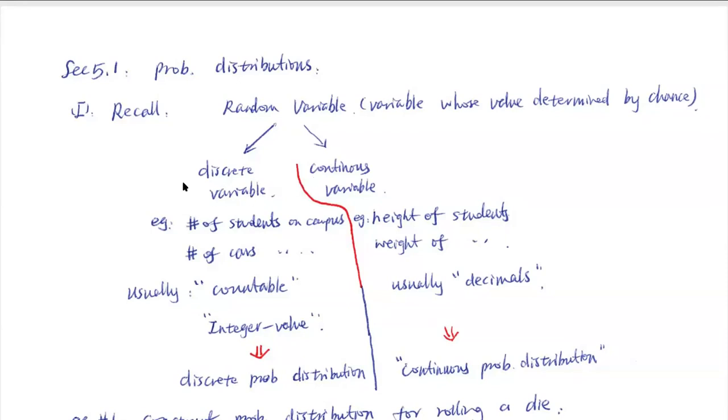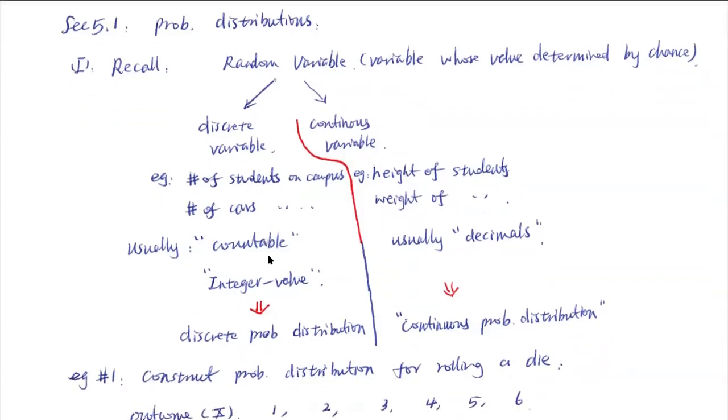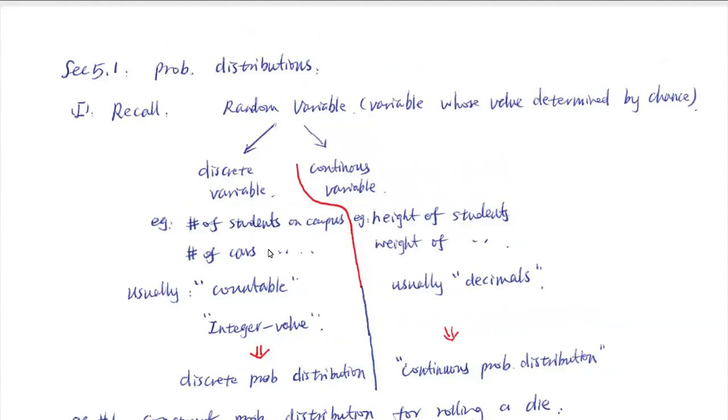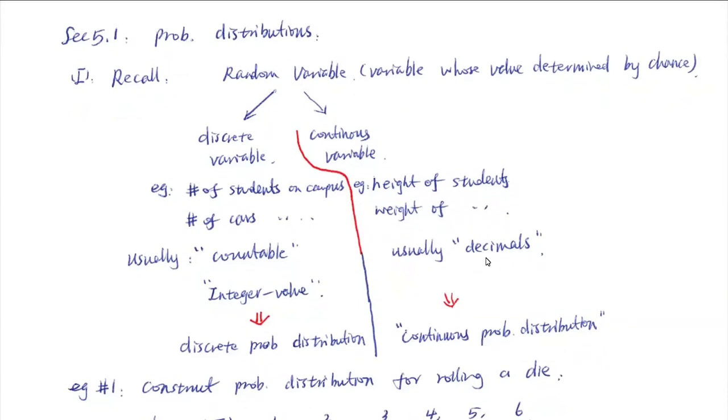The first one, discrete variable. We mentioned that these are integer valued, the countable case. For example, the number of students on campus or the number of cars in each parking lot. Those are integer valued. Now, for the continuous case, usually you will see either decimals or fractions. So that's the key difference.